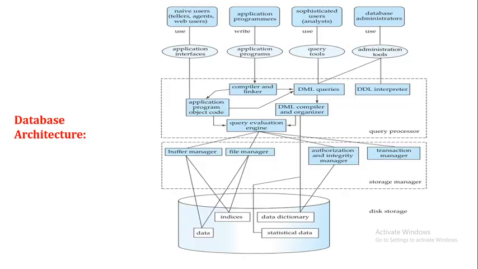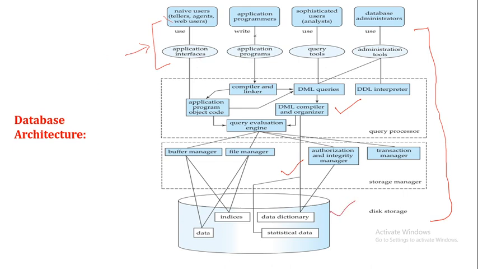And next we have the structure, the architecture of your database. In this architecture we have four different parts. This part deals with your user, then we have a query processor, this one we have a storage manager, and finally all these things will be stored inside a disk storage. We have four parts associated with this.